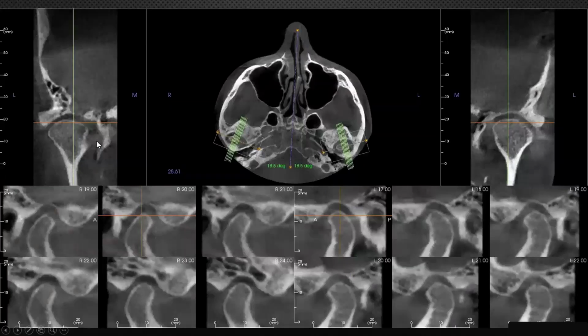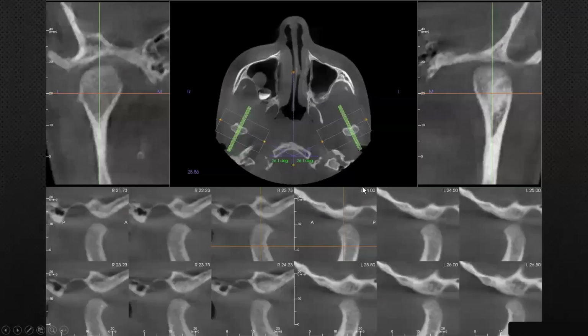This is what you're looking for normal. Pretty much intact cortical borders. But in this case, it looks kind of granular. This is just a developing condyle. It does kind of give the appearance of beaking, but with the age of this patient, I would just chalk this all up to normal development.